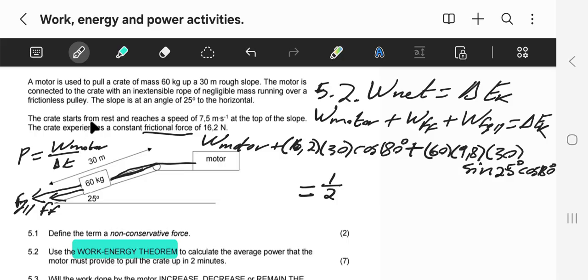They said the crate starts from rest and reaches a speed of 7,5 meters per second at the top of the slope. So the final velocity of this object is 7,5. So that's what I'm going to substitute for my final kinetic energy. I have half 60, then the velocity is 7,5 squared minus the initial velocity is 0. The initial velocity of our object is 0, so that means the initial kinetic energy will also be 0.